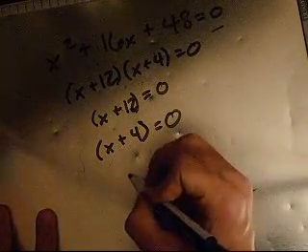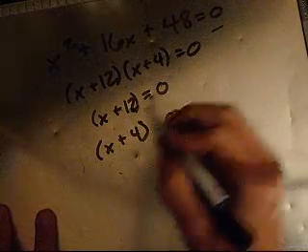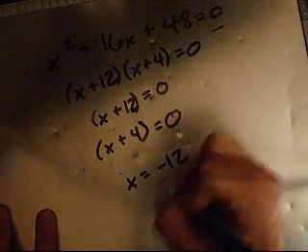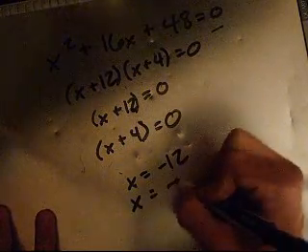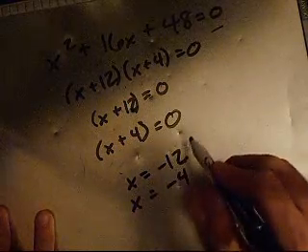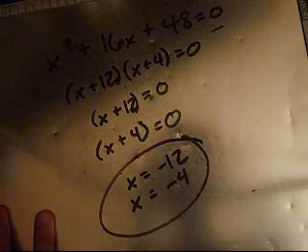So when you set it to 0, then it would be x plus 12 equals 0, which would make x equal negative 12, and x would equal negative 4 since x plus 4 is set to 0 as well. So this would be both of your answers.